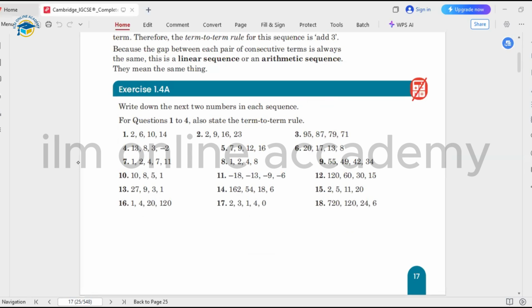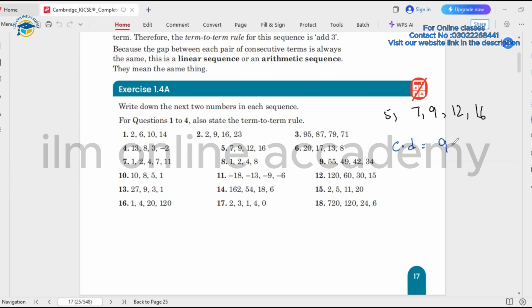Going on with the fifth part, the sequence is 7, 9, 12, and 16. First of all, again, we need to find the common difference. So let's find what we need to add to get the next term. 9 minus 7 is 2. Next, we need to subtract 12 and 9. 12 minus 9 will be 3. And the next difference: we subtract 16 and 12. 16 minus 12 is 4.